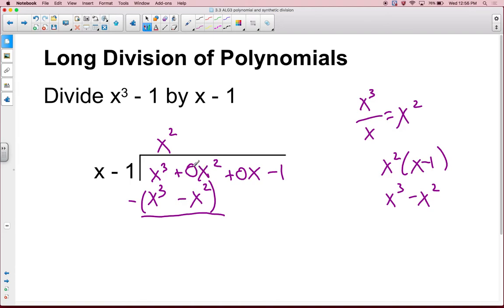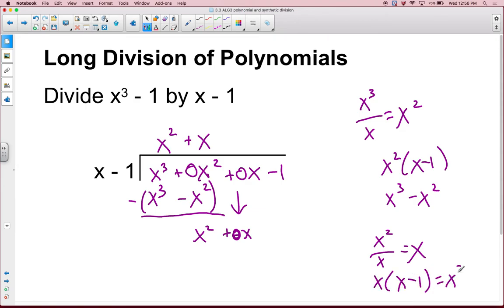This is why we put in the placeholder, because it's now a little bit easier to see that we have to do 0x squared minus a negative x squared, which will give me a positive x squared. I'm going to bring down that 0x here as my placeholder, and I'm going to do it again. X squared over x will give me x. Put the x up here. We have x times x minus 1.